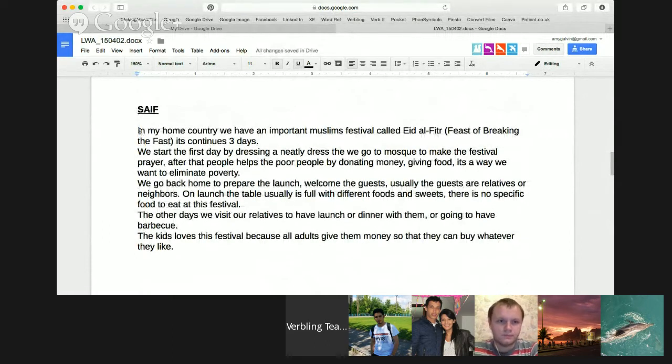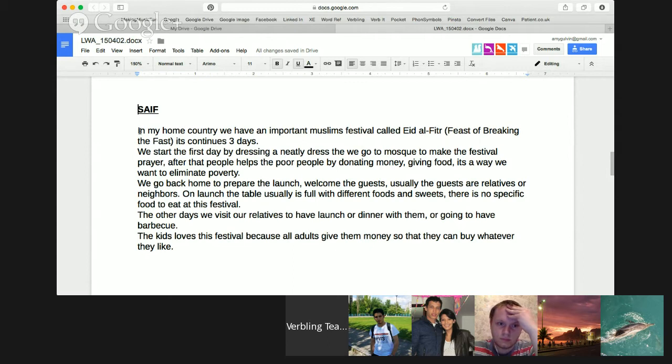In my home country, we have an important Muslim festival called Eid al-Fitr. It's also called Feast of Breaking the Fast. It continues 3 days. We start the first day by dressing a neatly dress. Then we go to the mosque to make the festival prayer. After that, the people help the poor people by donating money, giving food. It's a way we want to eliminate the poverty. We go back home to prepare the lunch, welcome the guests. Usually the guests are relatives or neighbors.